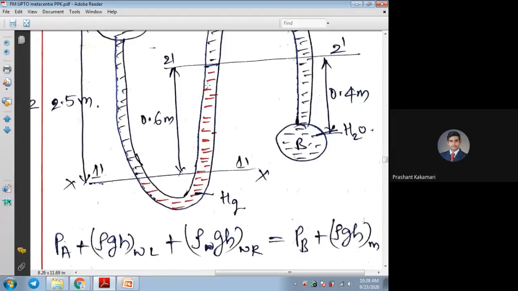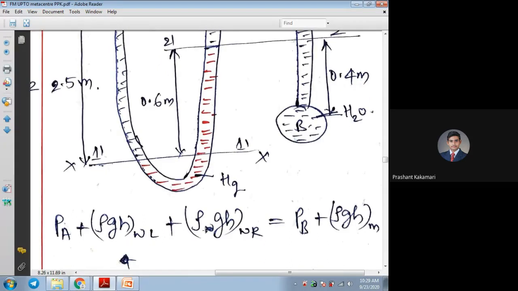Is that clear? What you can do is take the mercury head as rising on the PB side, because of which the water on the PB side will be lowering downside. Is that clear? So this equation you can also take on the other side. Rho g h of water on the right side you take with a minus sign. You write PB plus rho g h of mercury minus rho g h of water on the right side.